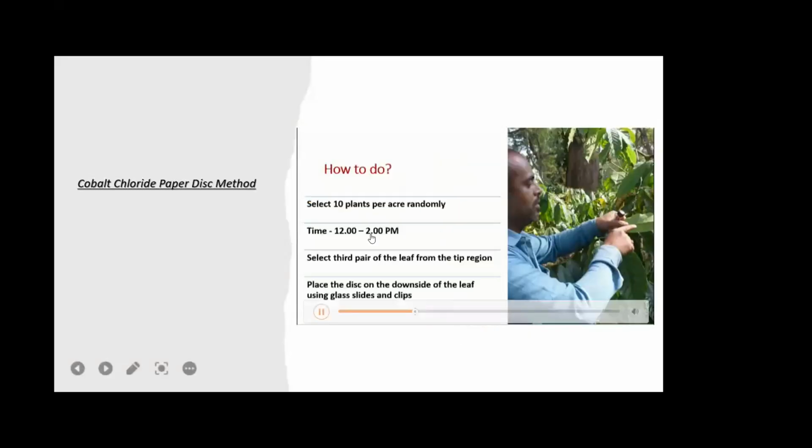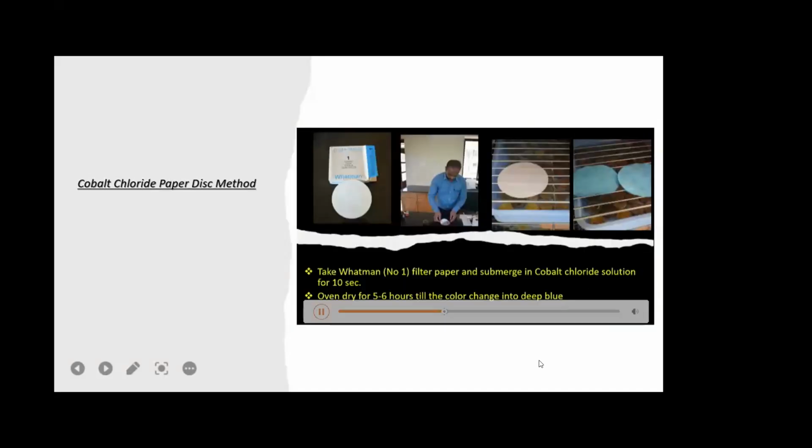So how to do it? You have to select 10 plants per acre randomly, and the time to do it is 12 to 2 p.m. This is critical, 12 to 2 p.m. You have to go to the field and attach this to the third pair of the leaves. So this is workman number 1.